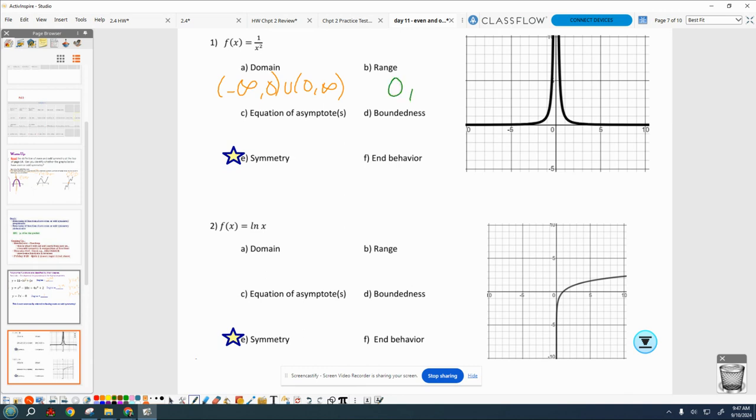Okay, Jackson, round brackets, square brackets, mix and match? Both round, because we don't actually get to 0 and we don't ever actually get to infinity. Both round.